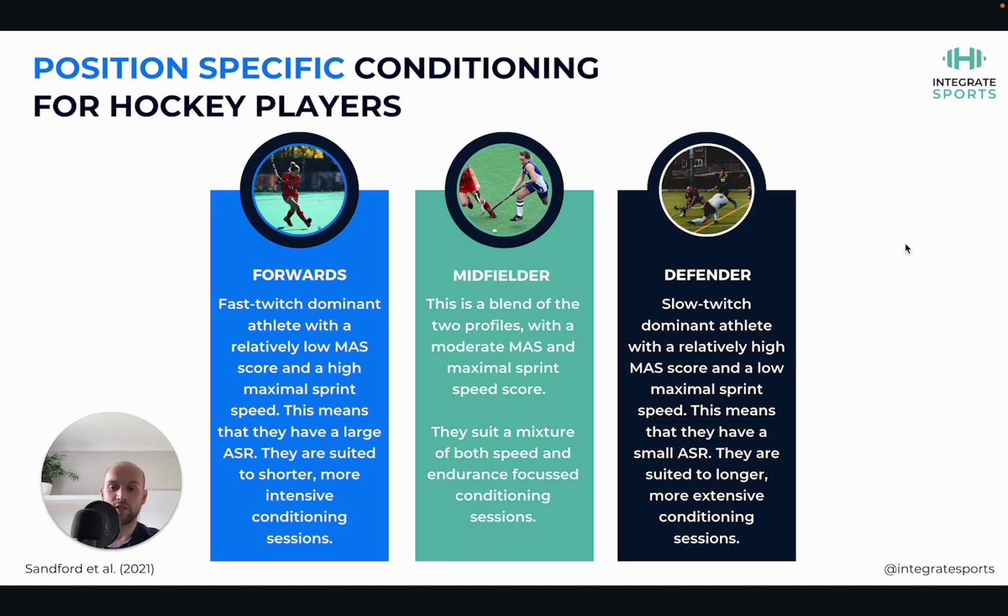A midfielder, because of the nature of needing to be able to do repeat sprint work and also do lots of total running volume on the pitch, is going to be a blend of two. So you've got a moderate mass score and a moderate maximal sprint speed score. Having said that, some midfielders have also got the highest mass scores of all and some of the highest maximal sprint speed scores. But that figures because it's this hybrid profile in the middle here.